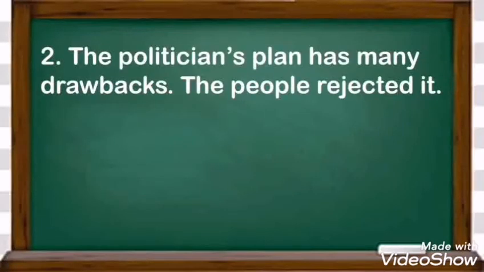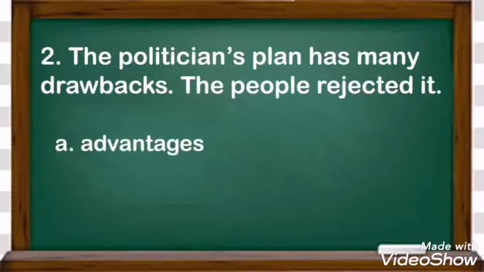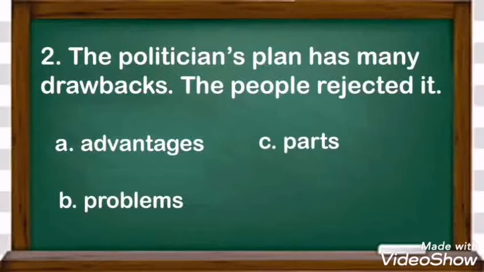The politician's plan has many drawbacks. The people rejected it. Did you find the compound word? Now, let's see if you know what it means. Is it A, advantages, B, problems, C, parts, D, supporters?